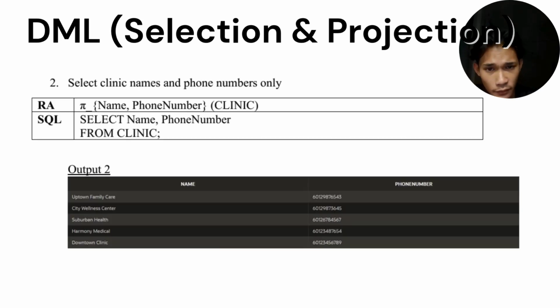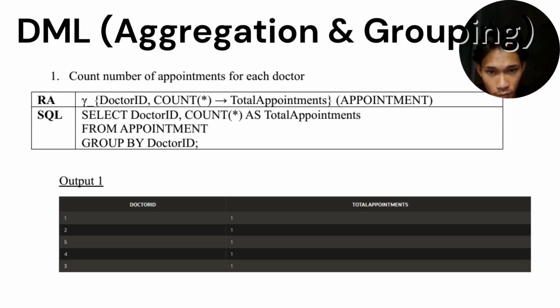For the second one, for selection and projection, I need to select clinic names and phone numbers only. This is easy. From the output, I'll have clinic names and also clinic phone numbers. Okay, for the next topic, which is aggregation and grouping. So first SQL query, I want to count number of appointments for each doctor. So I'll have the doctor ID and also total appointments.